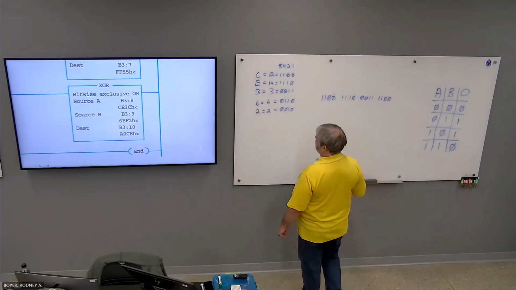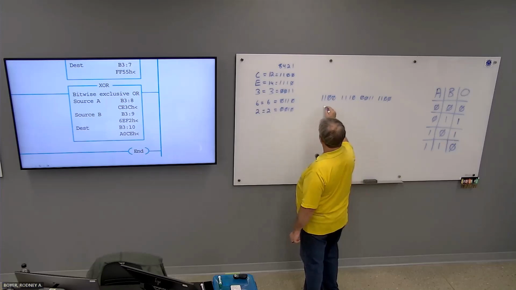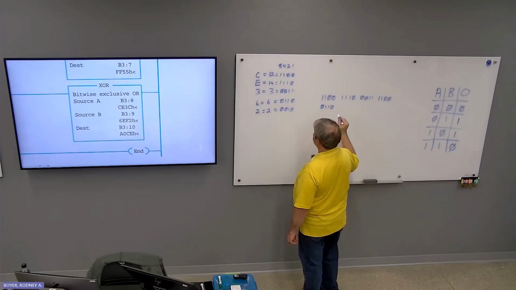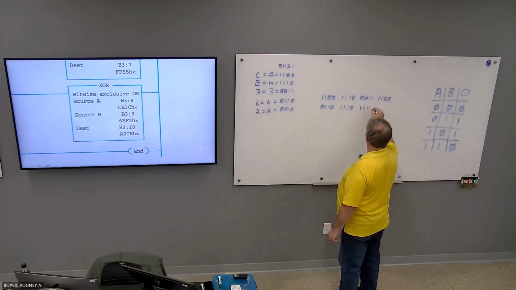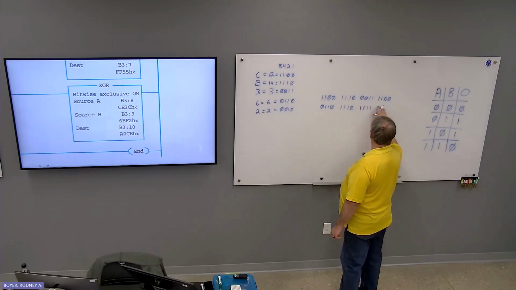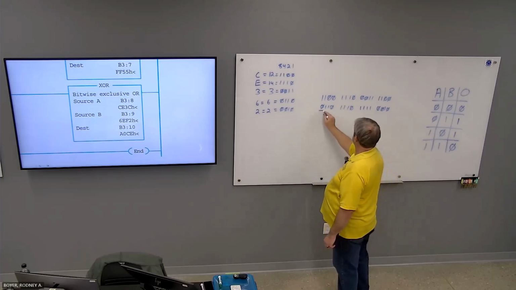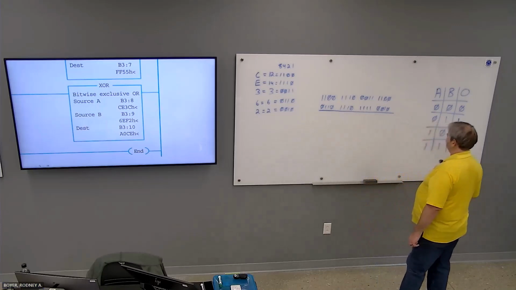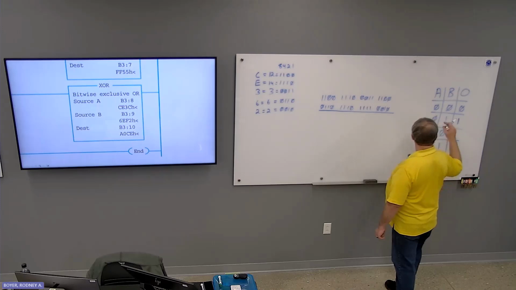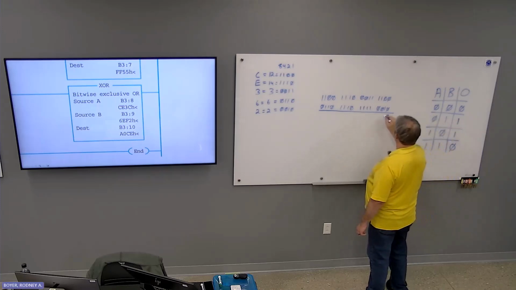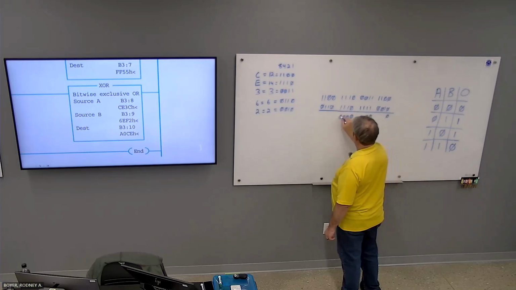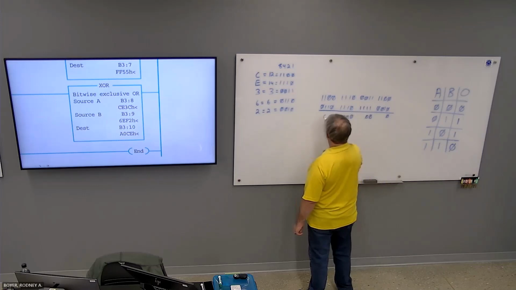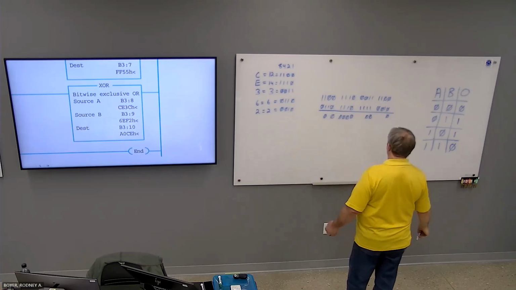Okay. So 6, E, F, 2. Okay. Both zeros or both ones is 0. And then everything else is a 1, right?